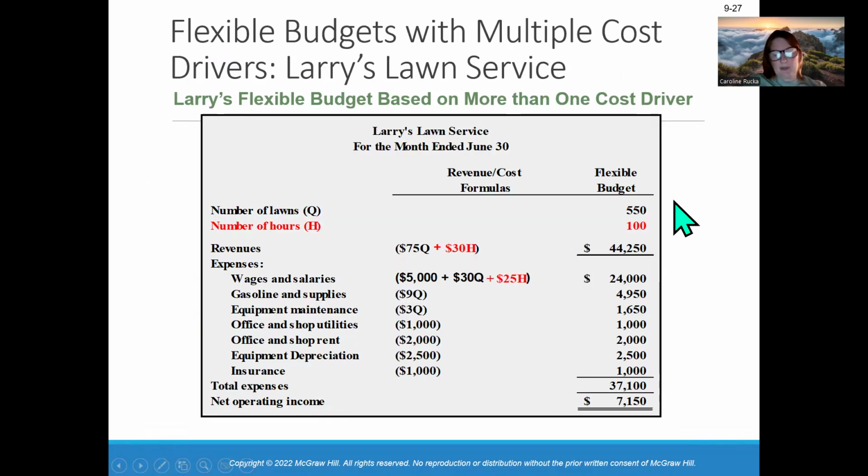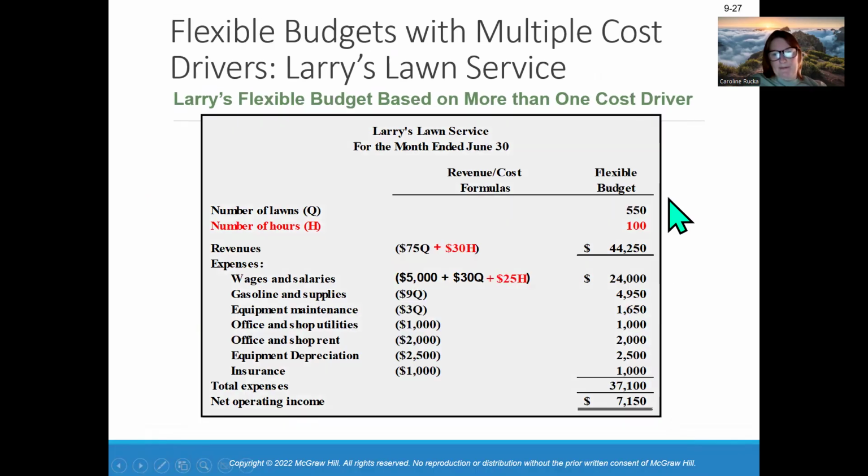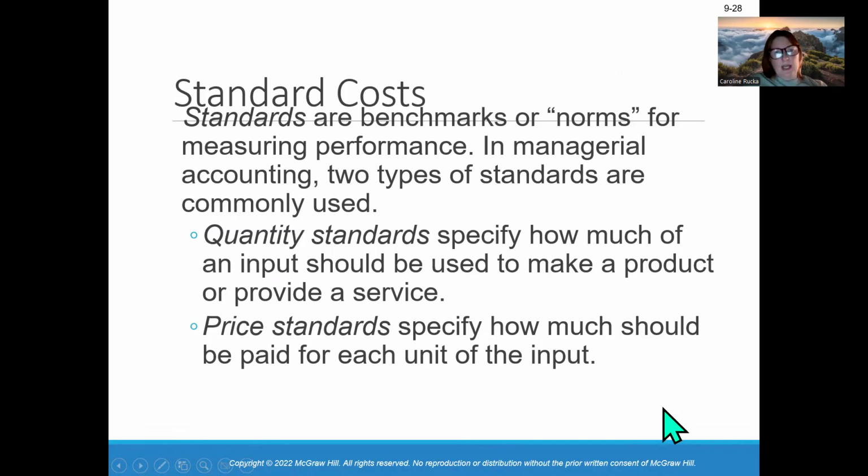Sorry about that, I went past our slide. So our flexible budget here includes our revenues, our expenses, including our fixed cost here at wages and salaries, total expenses of 37,100, net operating income of 7,150.